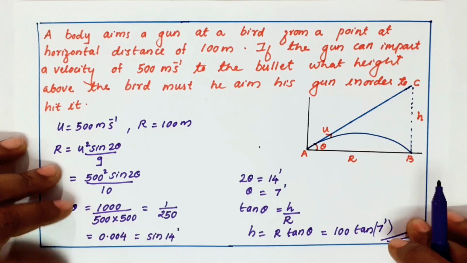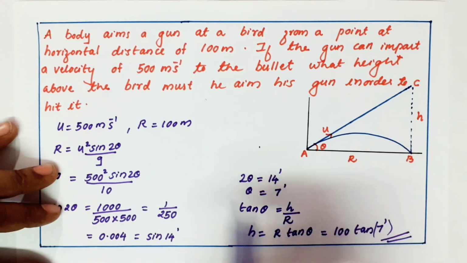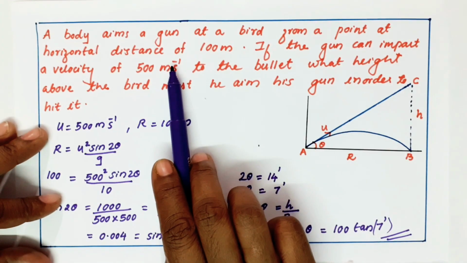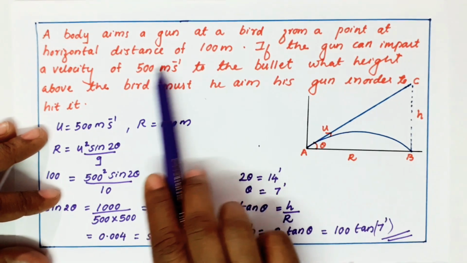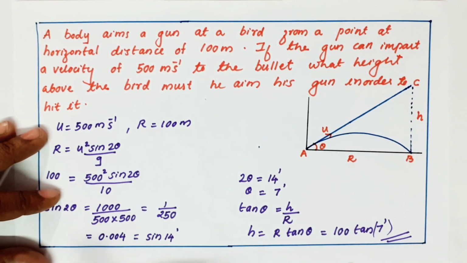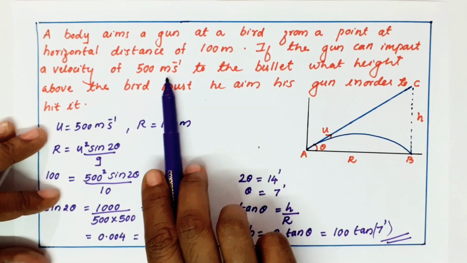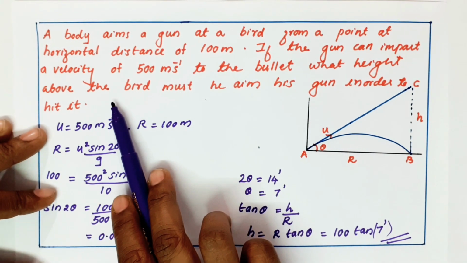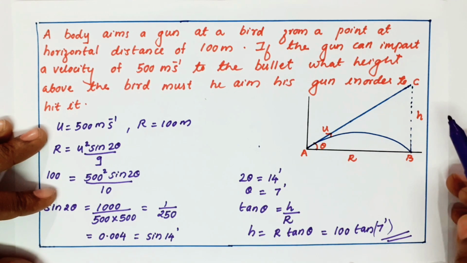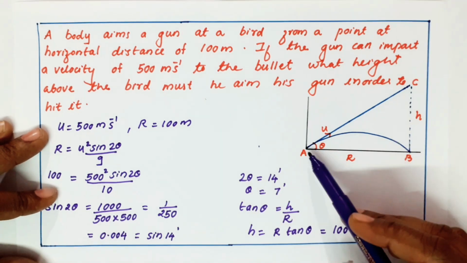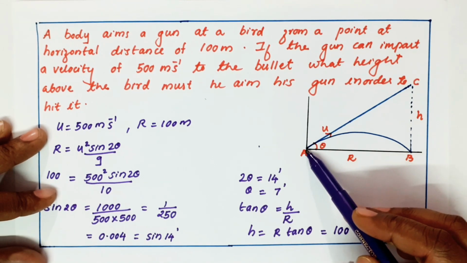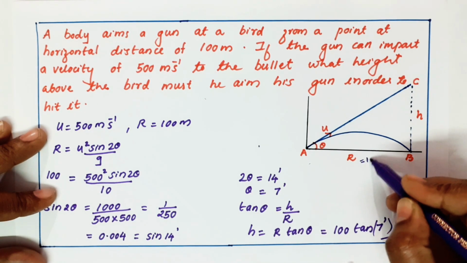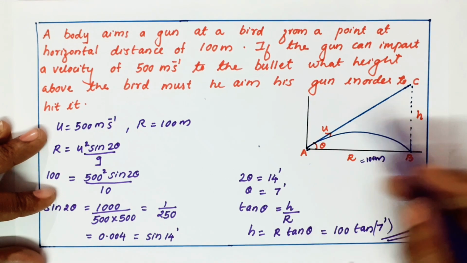The next question. A body aims a gun at a bird from a point at a horizontal distance of 100 meter. If the gun can impart the velocity 500 meter per second to the bullet, what height above the bird must he aim in order to hit it? Okay. So the thing is like this. We are projecting; this distance they gave. This distance is 100 meter. They gave it in the question. From here they are aiming at a bird.